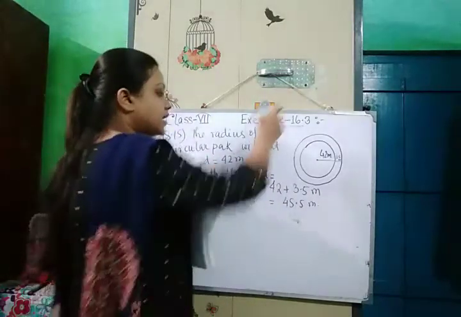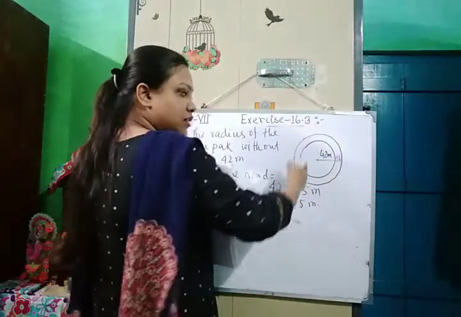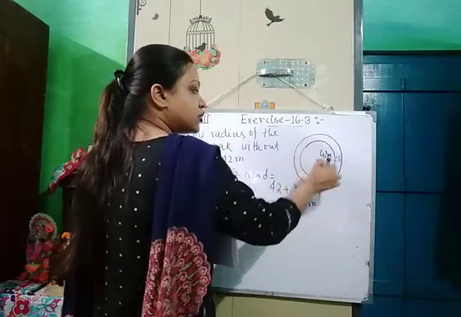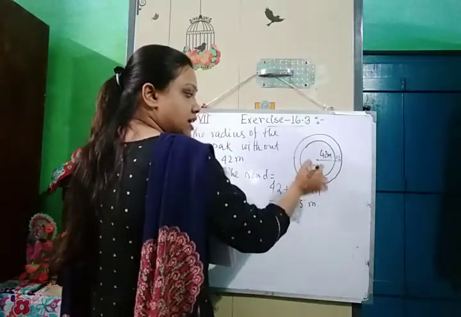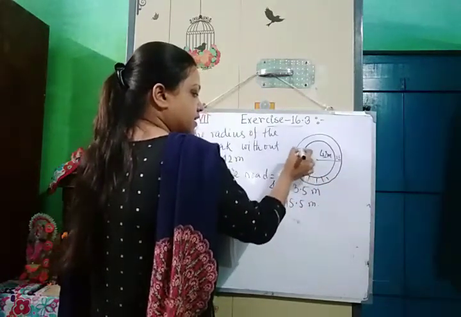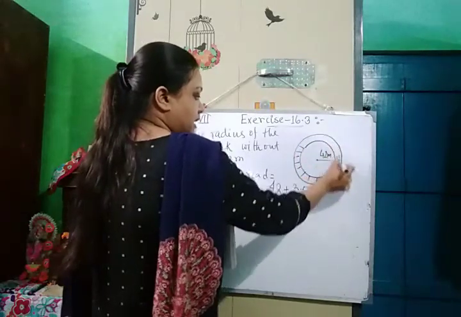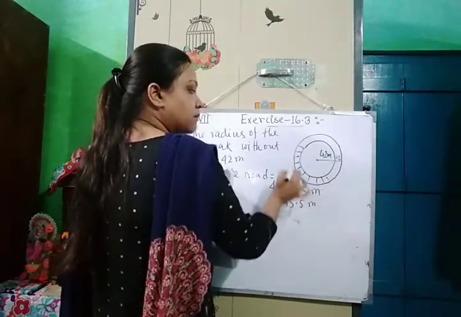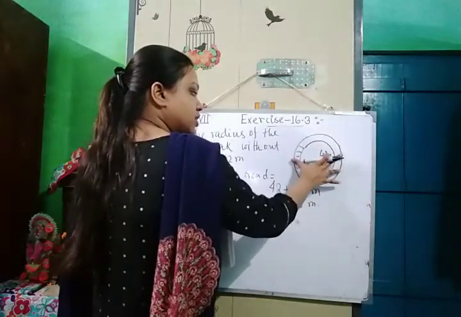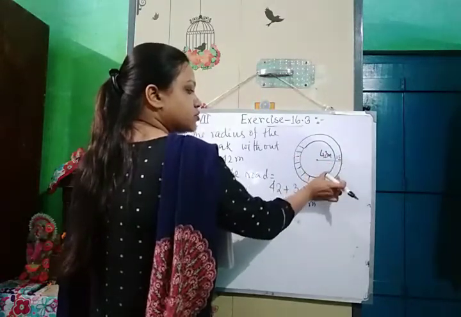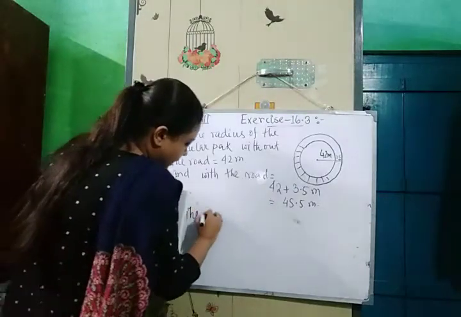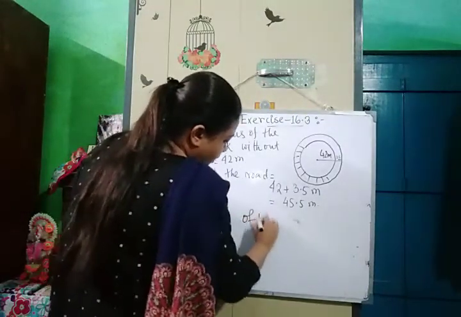So listen, see carefully. The area of the circular park with the road minus the area of the circular park without the road is equals to the area of the road. Again I am saying, the area of the circular park with the road minus the area of the circular park without the road, means this much area minus this much area equals to the area of the road. So we will write, therefore, the area of the road.